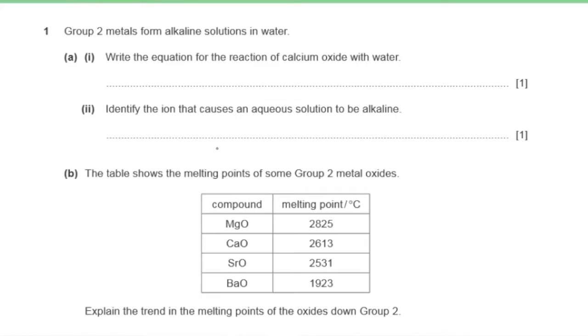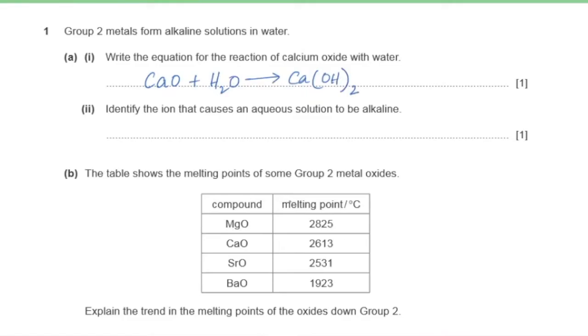So a group 2 metal like calcium, when it reacts with water, forms calcium oxide, which is alkaline in nature. When that same metal oxide reacts with water, the solution forms as metal hydroxide. So calcium oxide, when it reacts with water, forms metal hydroxide, which is calcium hydroxide.